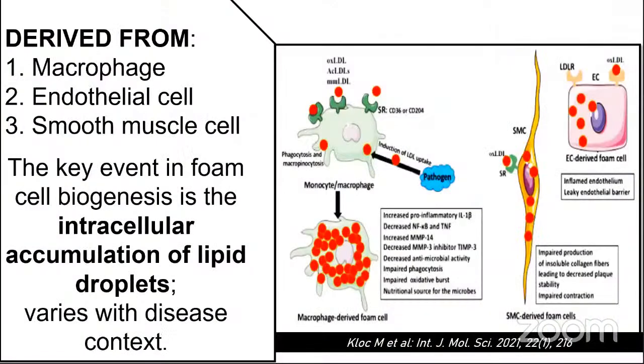Foam cells are derived from macrophages. They can be derived from endothelial cells, and they can also be derived from smooth muscle cells. And the key event in foam cell biogenesis, or the formation of a foam cell, is the intracellular accumulation of lipid droplets. And that changes from disease to disease.